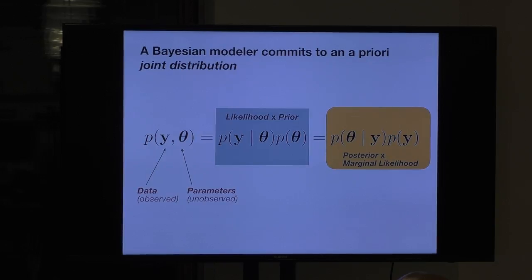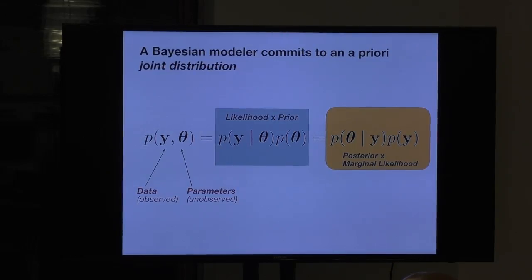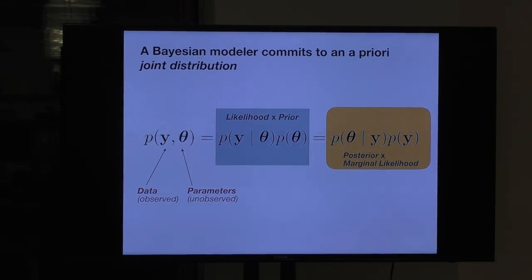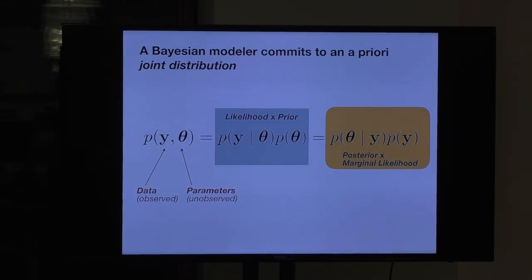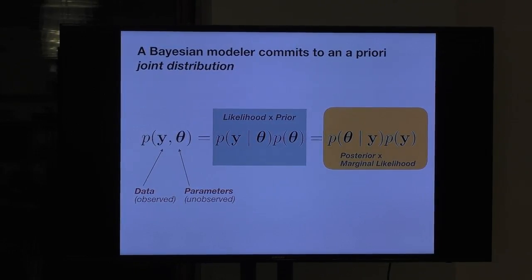Just imagine we're going to use proper prior distributions here. If you're going to fit a Bayesian model, what you're really saying is that I have some joint probability distribution over everything that's observed and everything that's unobserved, all the data and all the parameters. We say data and parameters, but it's really more broad than that because parameters can include missing data points and anything that's unobserved.